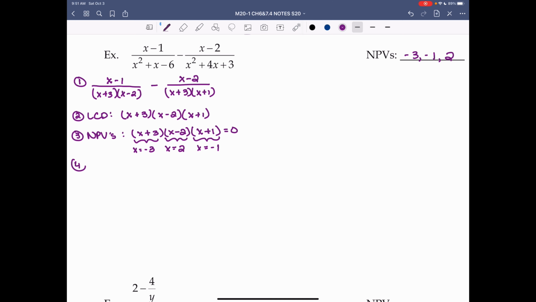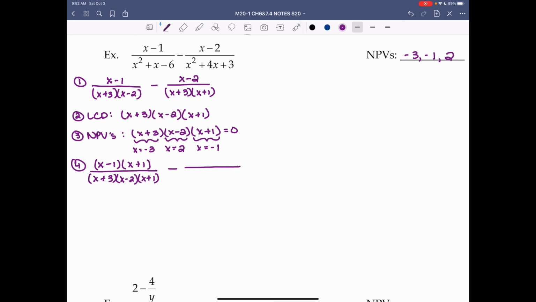Step 4, let's write common denominators and then put it into one fraction. x minus 1 over (x plus 3)(x minus 2). We need to multiply this fraction by x plus 1. So (x minus 1)(x plus 1) over (x plus 3)(x minus 2)(x plus 1).